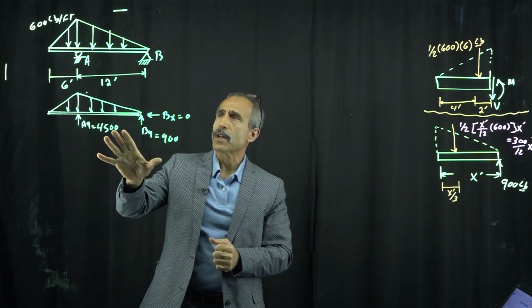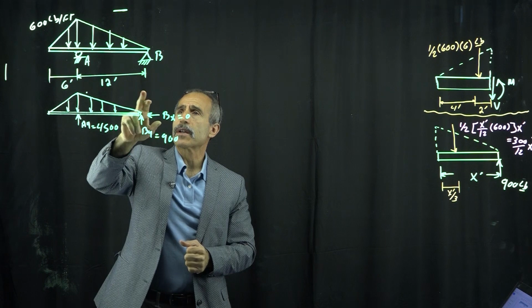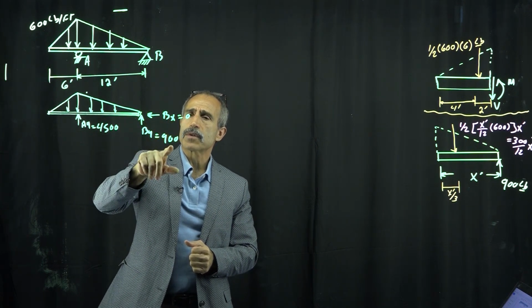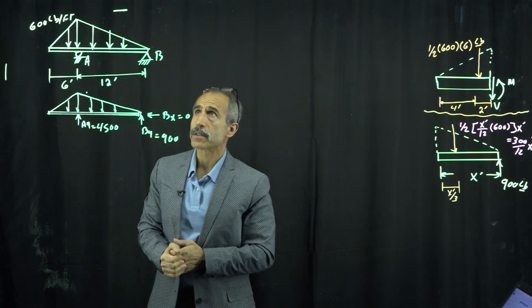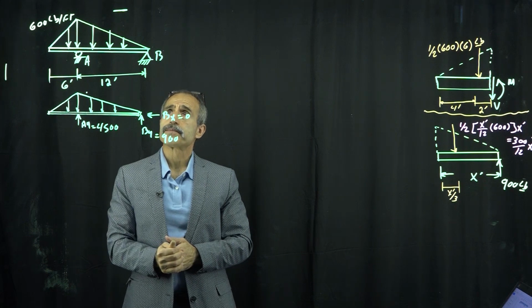You know how to calculate the reaction. Take a moment about point B, you can calculate A. Take a moment about point A, you can calculate B. And AY comes out to 4,500, and BY comes out to 900. Then BX comes out to 0. There's no lateral force here.